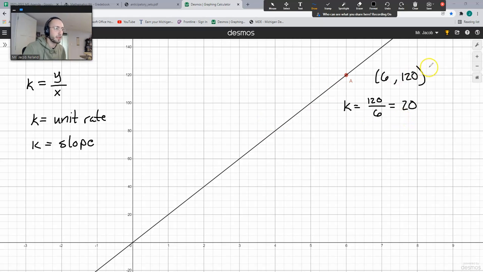So when we're given a point like this, all we have to do is divide y by x, or take the ratio of y to x, and find our constant of proportionality that way.